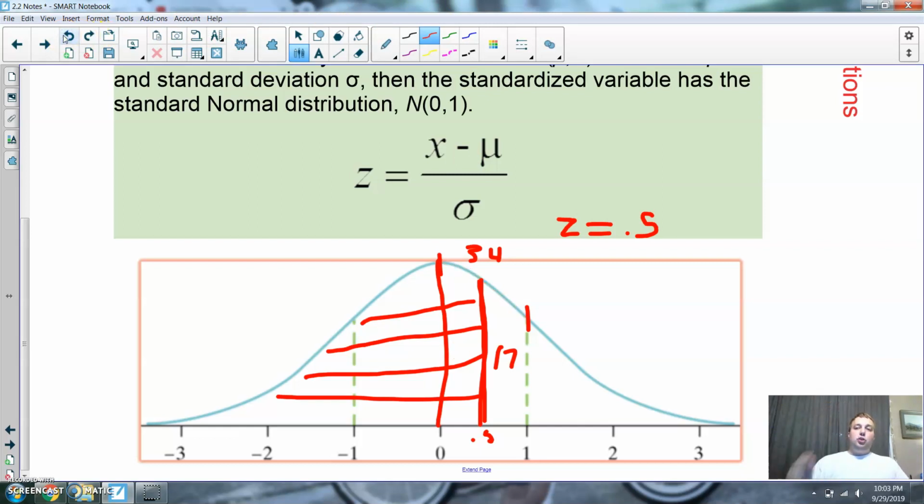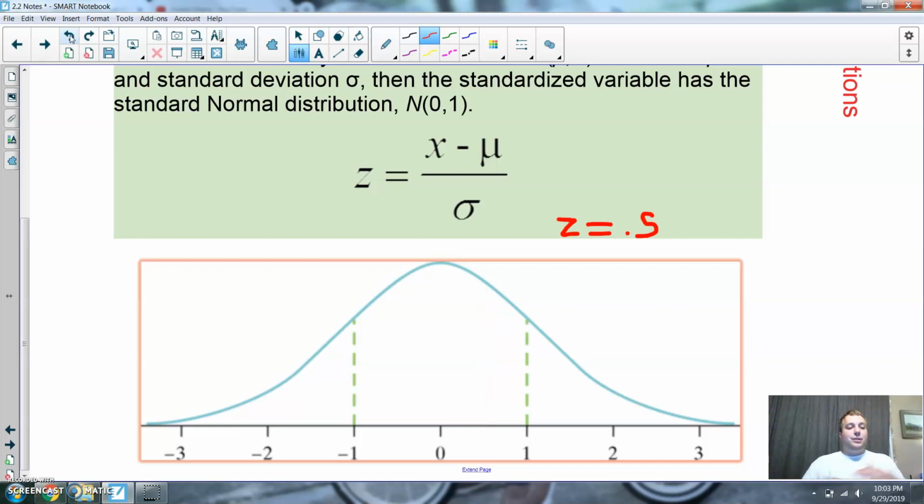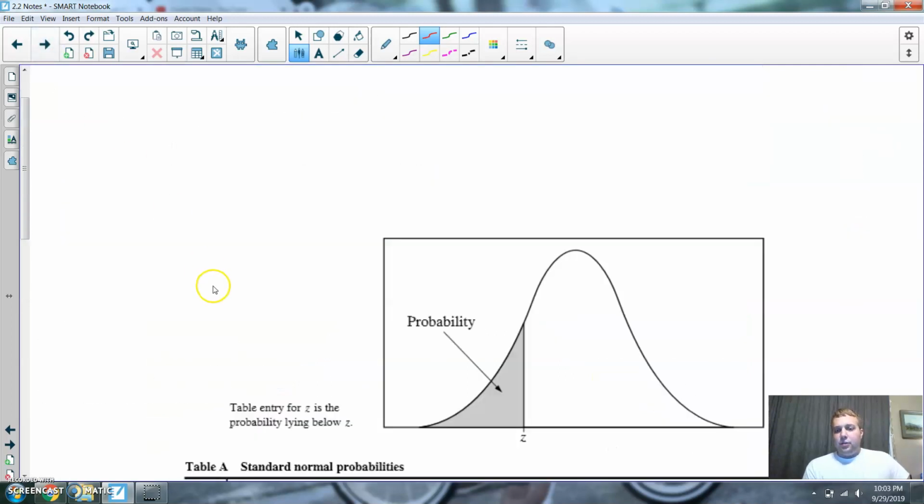So, you should have gotten a gold sheet. If you did not get a gold sheet, go to the sub and say, can I please have some more gold sheets? And you're going to be able to use this gold sheet for every test from here on out. And I would highly recommend you get familiar with it. You're going to turn to, I believe, the 3rd or 4th page, and it's going to look kind of like this.